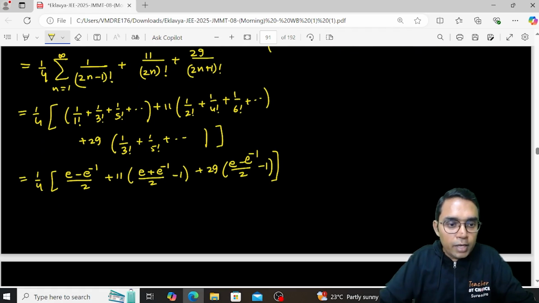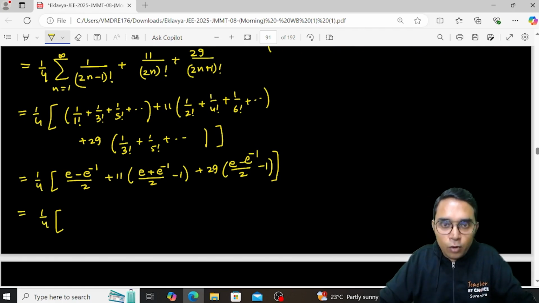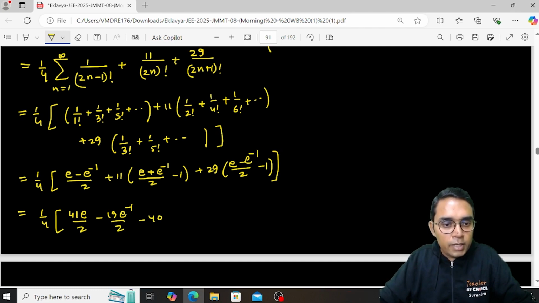Okay, so now we can do the calculation for this e. So e by 2, 11 e by 2 and 29 e by 2. So it becomes 29 plus 11, 40, 40 plus 1, so 41 e by 2 here. For e power minus 1, I think this is minus half and this is minus 29 by 2, so minus 30 by 2 and plus 11. So minus 30 plus 11, I think minus 19 e power minus 1 by 2, and the constant term is I think minus 40 only. Minus 11 minus 29, so minus 40.